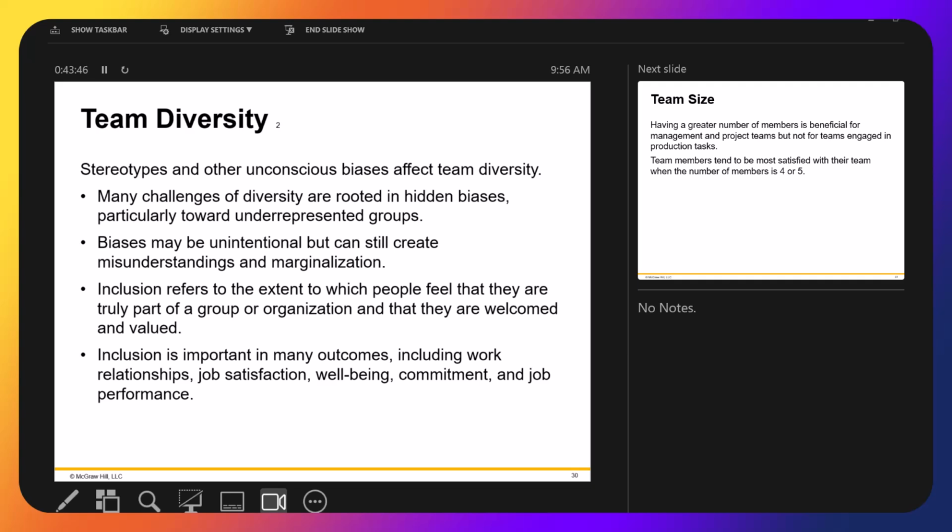Inclusion refers to the extent to which people feel that they are truly part of a group or organization, that they are welcome and valued. Inclusion is important in many outcomes, including work relationships, job satisfaction, well-being, commitment, and job performance. And I'll give you an example. If you take a female who goes into work in a group and the boss is male and all the guys are, and it's all males. Well, it's going to be up to the boss and the men to make her feel included.